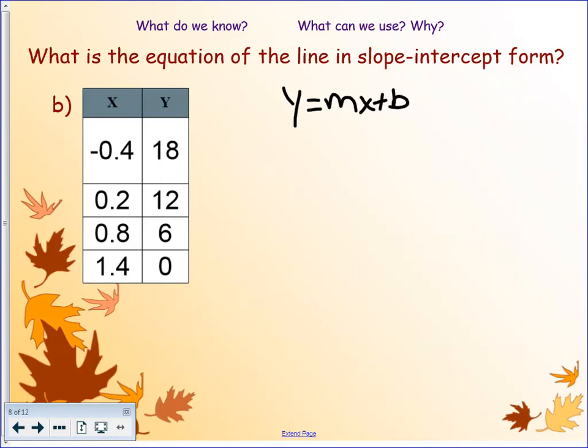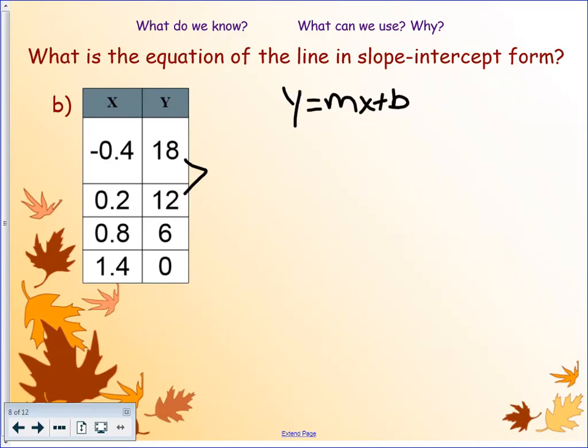Now, my y-intercept, I can't get that without my slope. My slope I can get without my y-intercept. So I'm going to go ahead and work on getting my slope first. So I already have a table set up. So I'm just going to go ahead and find my pattern. Or, as you guys always know, use your slope formula.